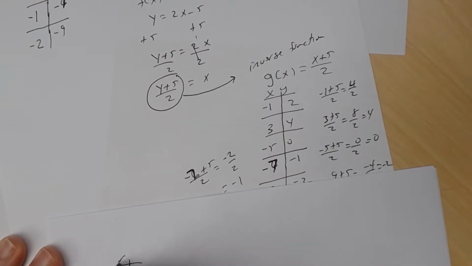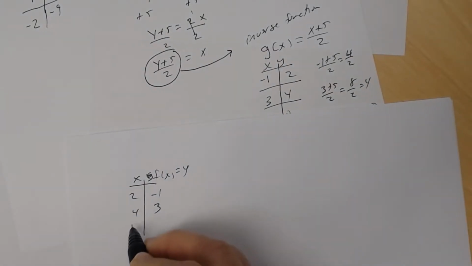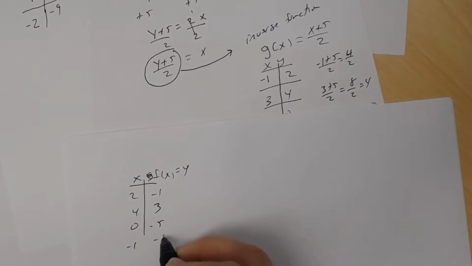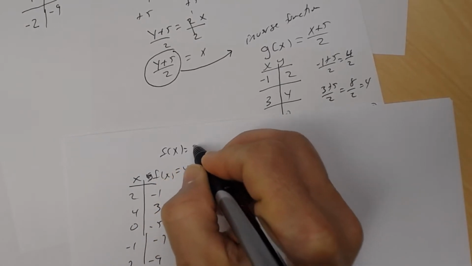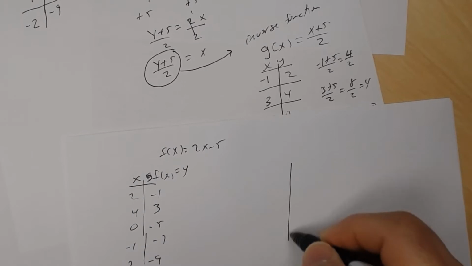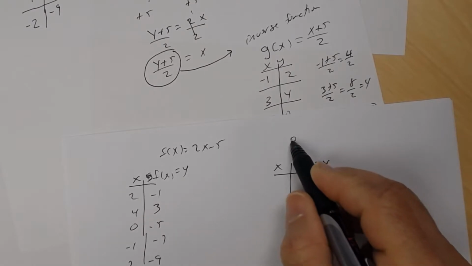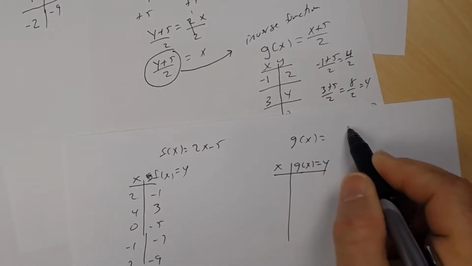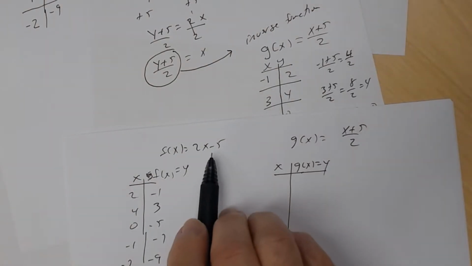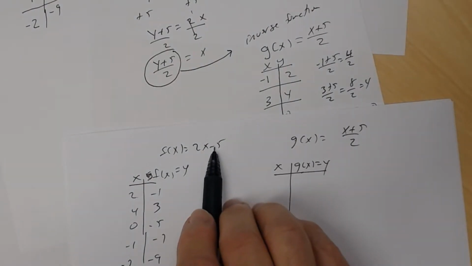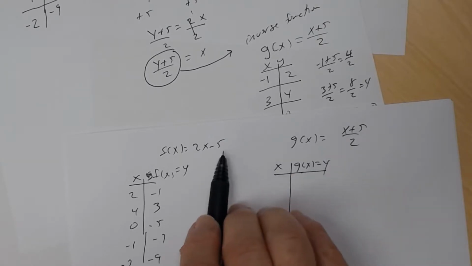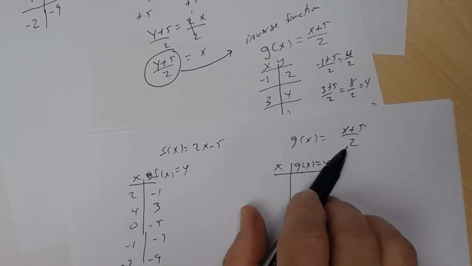I just want to show you this. So this was f of x, which is y: 2, negative 1, 4, 3, 0, negative 5, negative 1, negative 7, negative 2, negative 9, and that was f of x equals 2x minus 5. Over here, remember this time my inverse function was x plus 5 divided by 2, which kind of makes sense because remember, an inverse function undoes. So if this subtracts, this inverse function better add. If this multiplies, then this better divide.